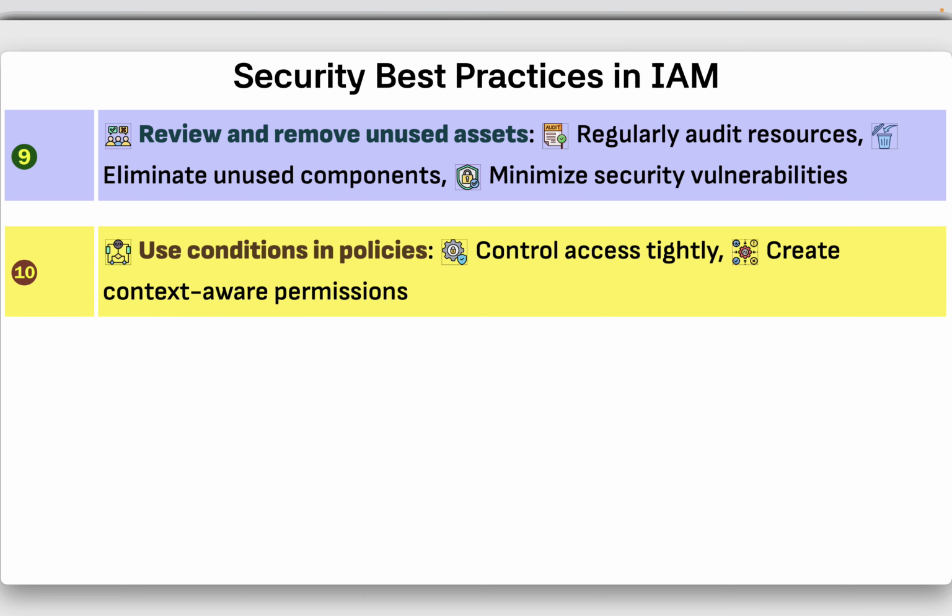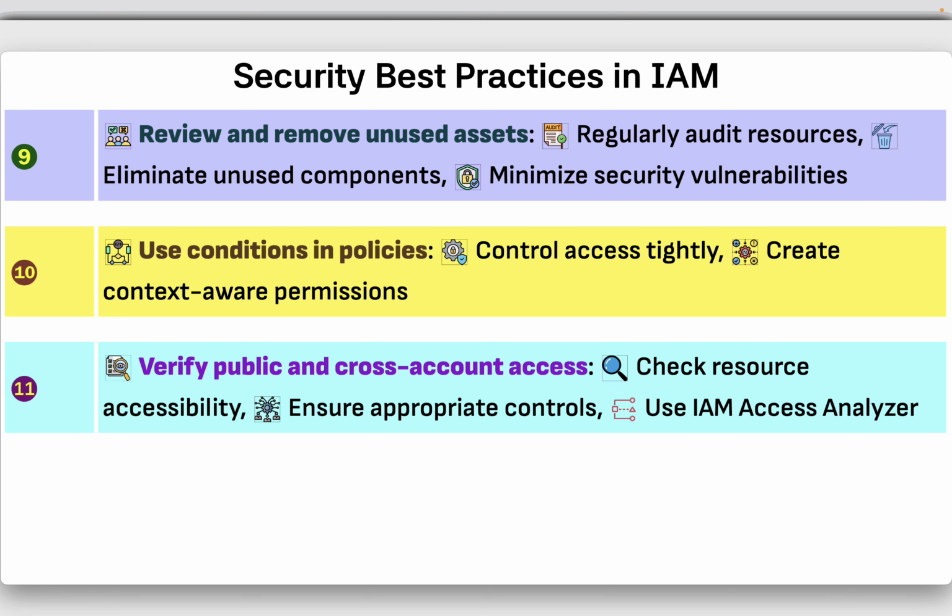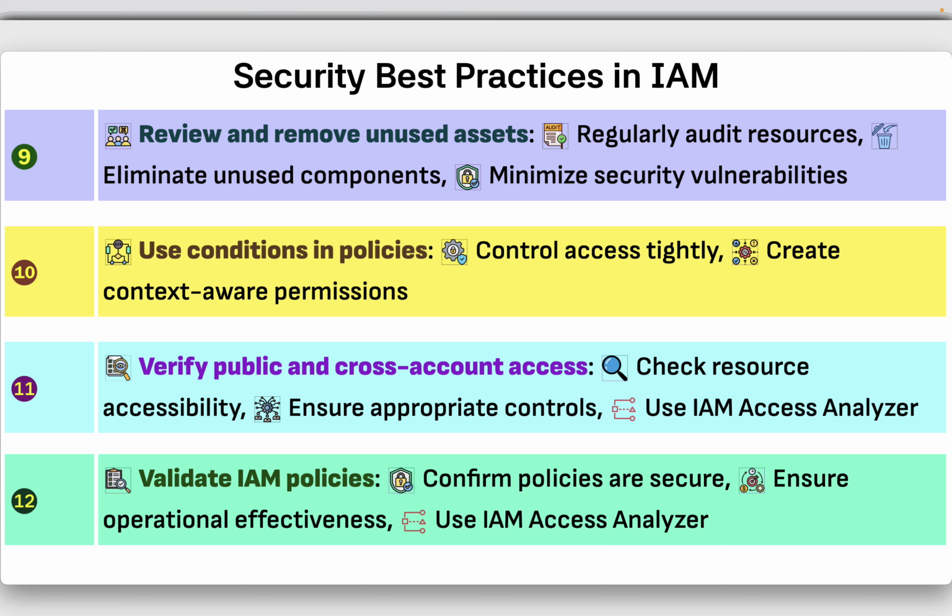Use conditions in policies. Incorporate conditions in IAM policies to tightly control access. Verify public and cross-account access. Use IAM Access Analyzer to check for public and cross-account access to resources, ensuring appropriate access control. Validate IAM policies. Utilize IAM Access Analyzer to confirm that IAM policies are secure and operational.